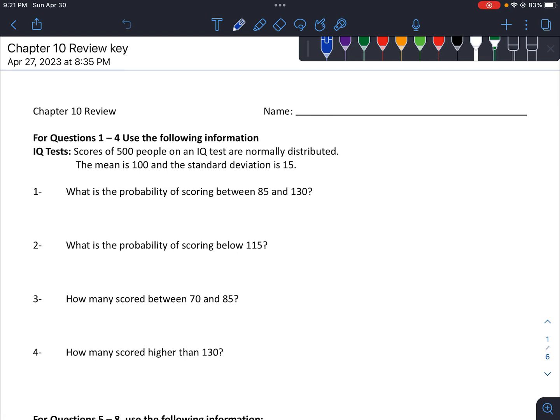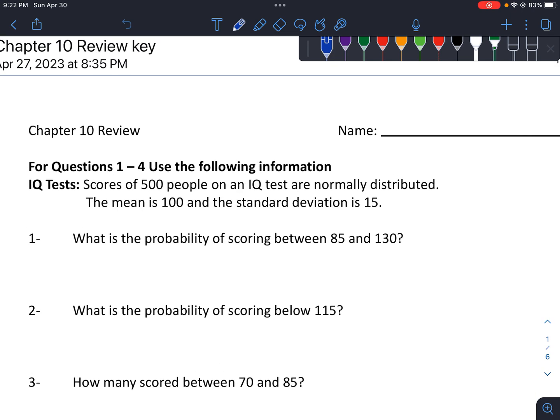All right, I'm going to go over the Chapter 10 review. So let's get into it. First part, we're going to talk about using the empirical rule. I don't exactly have the empirical rule with me.